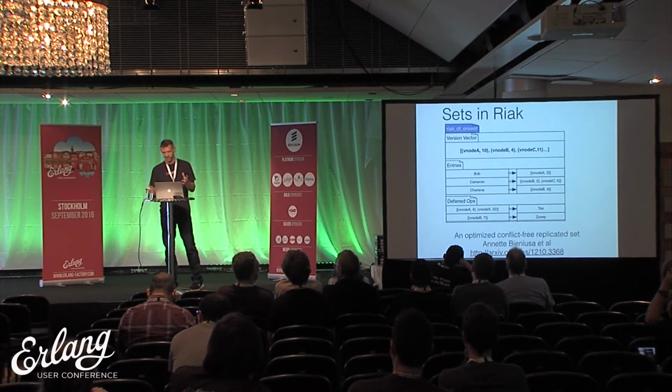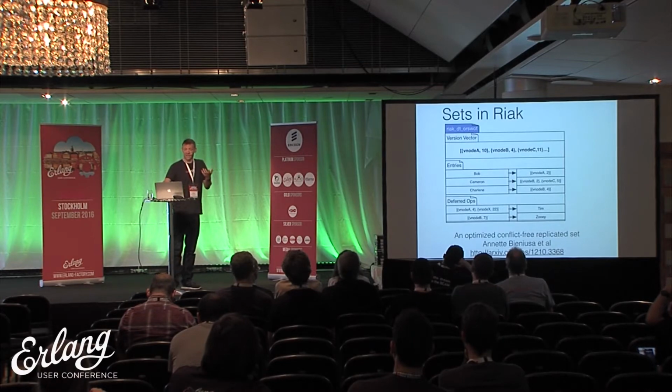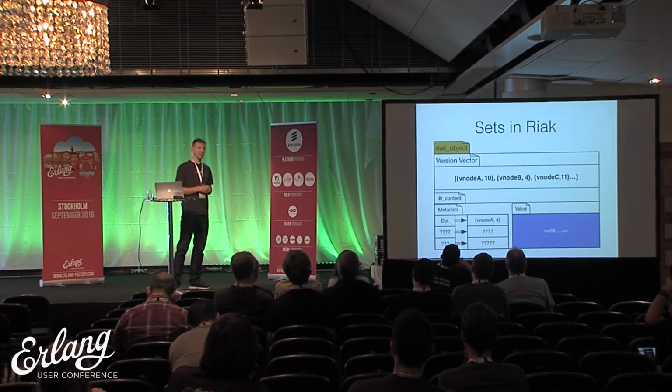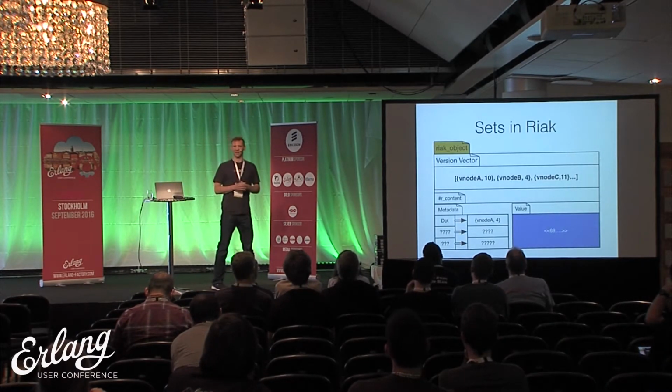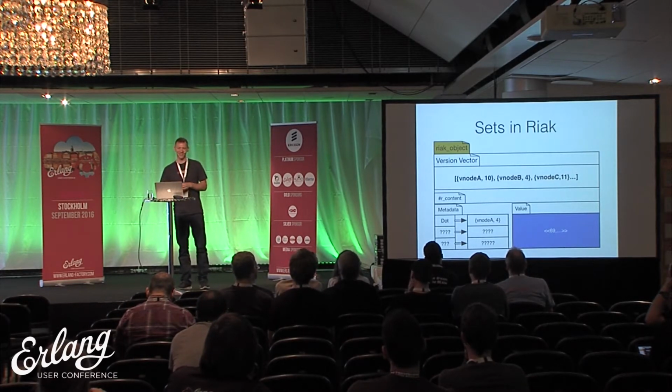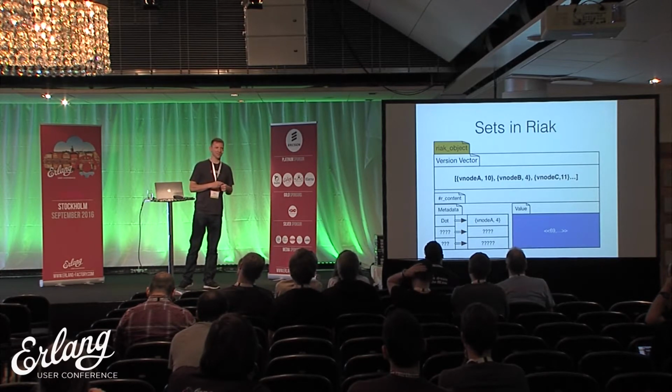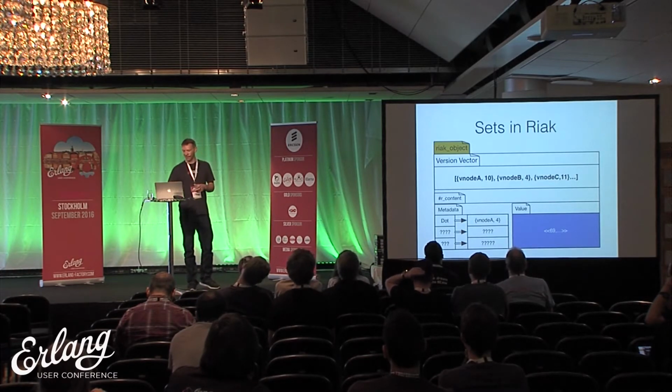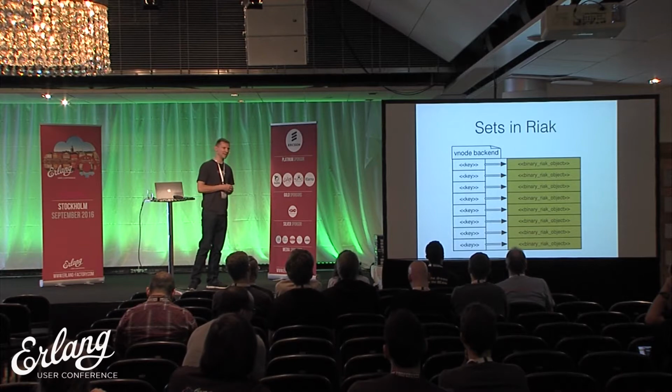So we have a set. Riak is a key value store. We already have something we store in Riak. It's called a Riak object. It has a version vector for detecting divergence. So we just stuck our set inside the Riak object. And then we take our Riak object and we stick it inside a key value store.